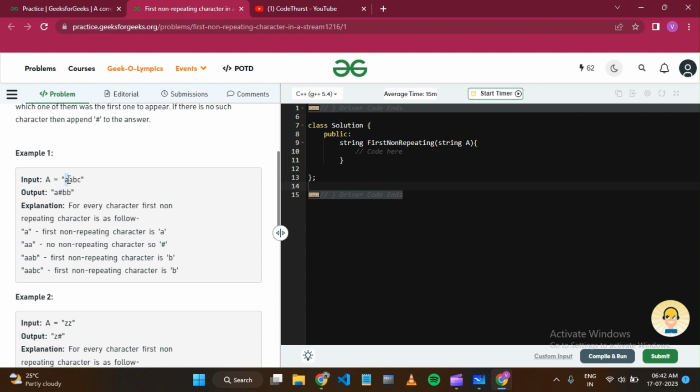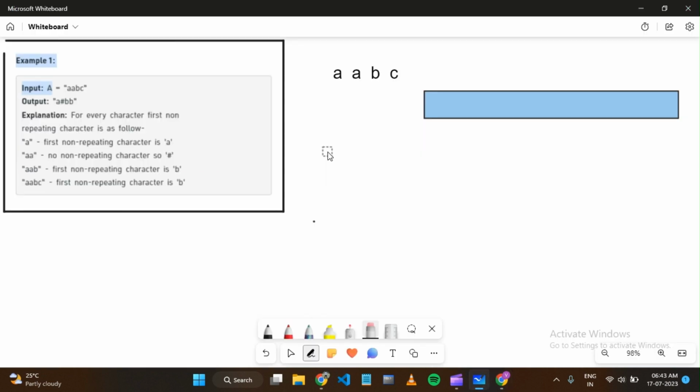Now moving forward, we have encountered b. In this whole stream, which is the character which is non-repeating? It is only b, because a has repeated. So b is the only non-repeating character, so we will put b in our answer. Now moving forward, we have two characters which are non-repeating, which are b and c. When there is more than one non-repeating character, we have to put the first character in the stream. The first character in the stream is b, which is non-repeating. We have encountered b before c, and b is non-repeating. So we will put b in our answer, and our answer will be a hash b b. So here's the example which is given in the question.